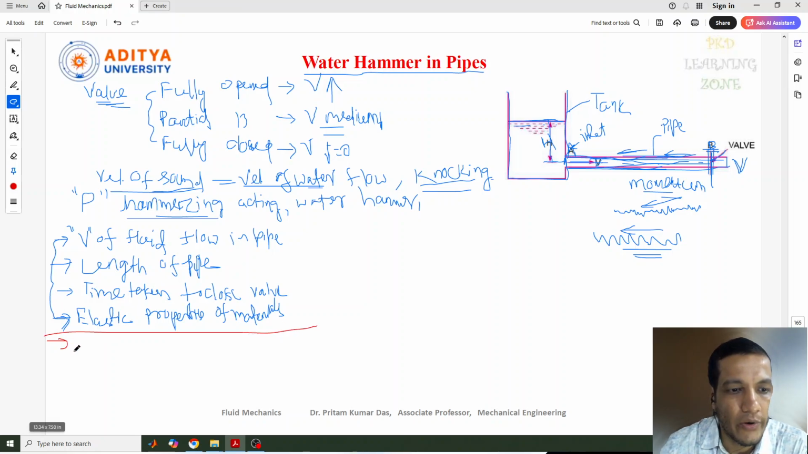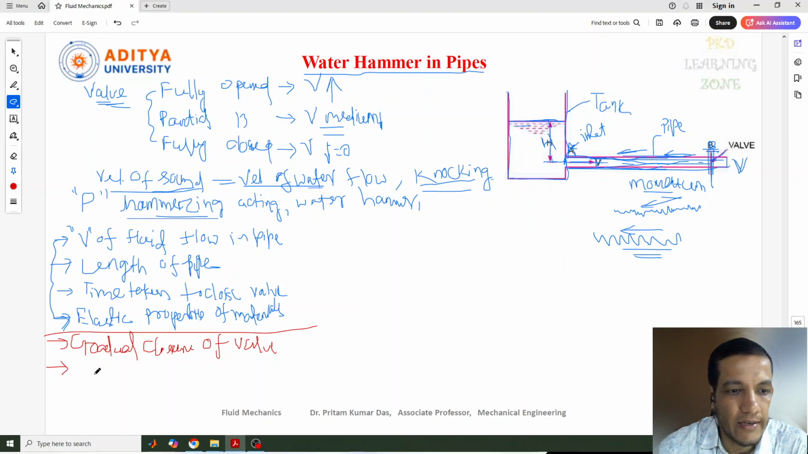So these are the following points, I'll write here, the main causes of this water hammer. One is the gradual closure of the valve, what I told you, how we are closing the valve. So gradual closure of valve, this is one point.